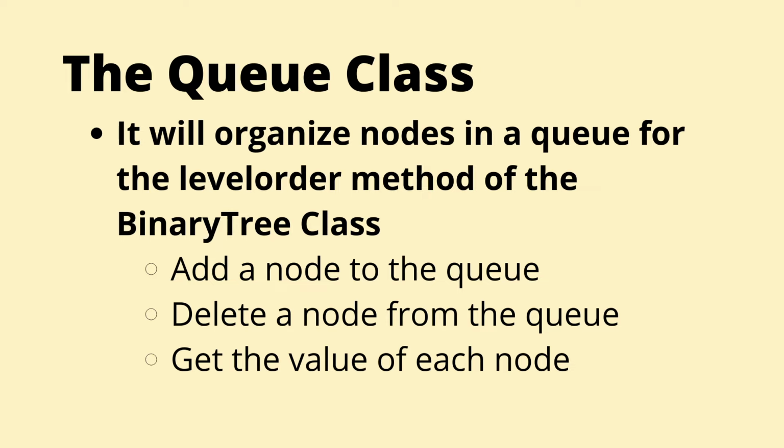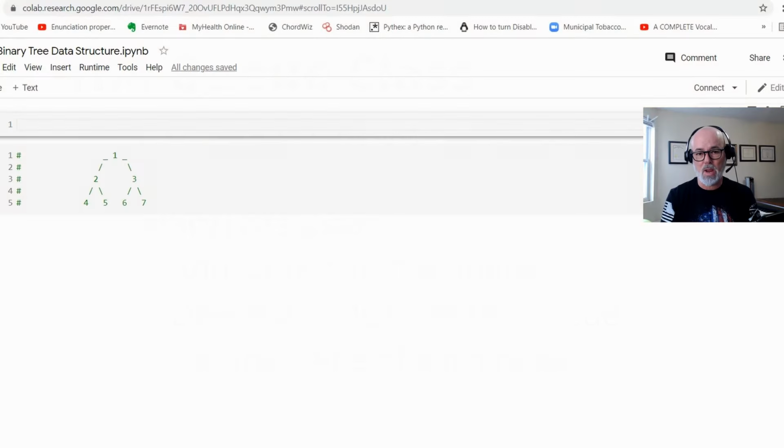The queue class will organize nodes in the queue for the levelorder method of the binary tree class. It'll have the ability to add a node to the queue, delete a node from the queue, and get the value of each node. I'm going to start by creating a node class.